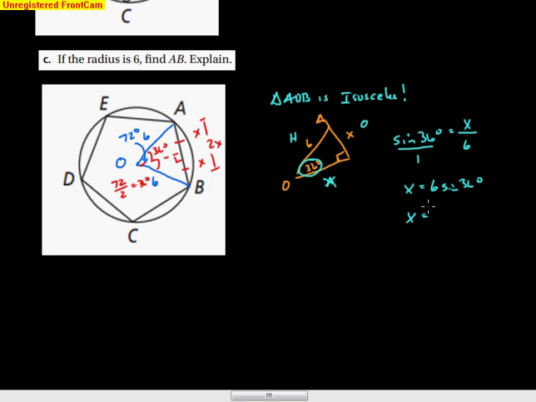Make sure your calculator's in the right mode. Degrees, 6 sine of 36. And I'll round to 1 decimal. This comes out to be about 3.5. So now, to find AB, I'm going to take 2 times that. So AB is roughly 7.